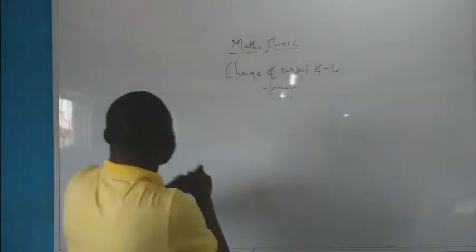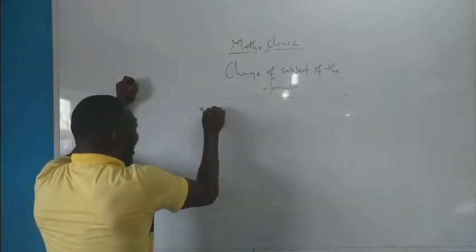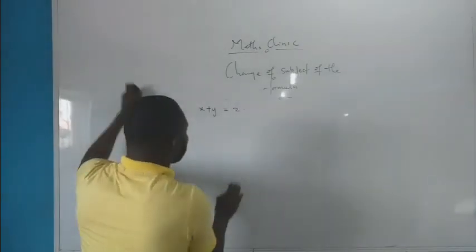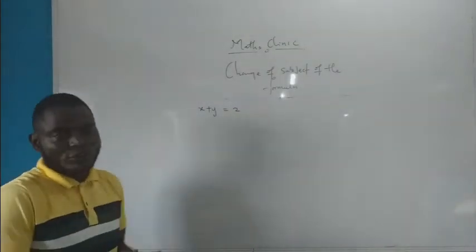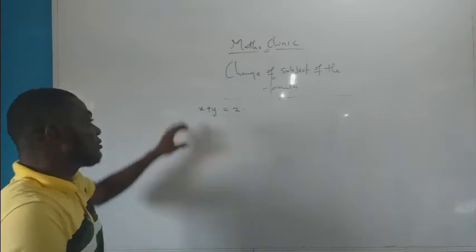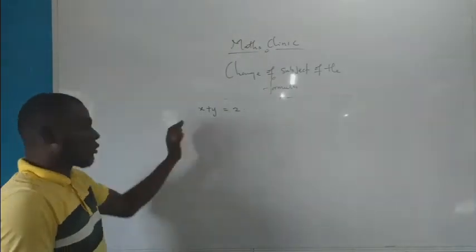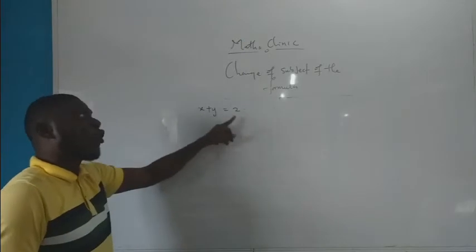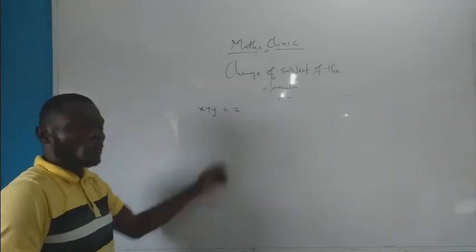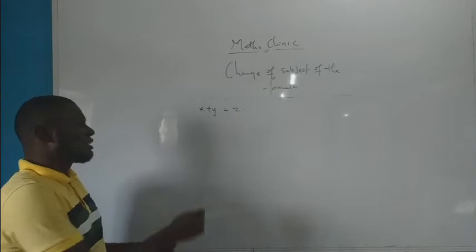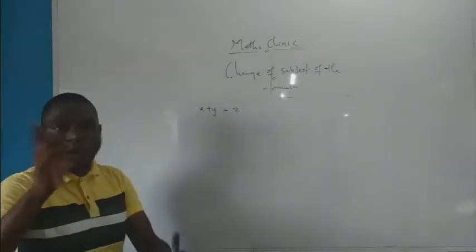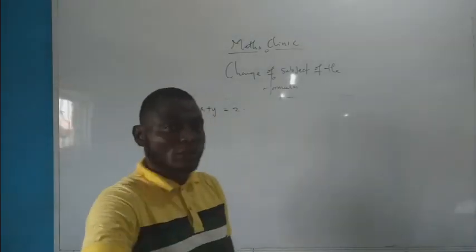Let's say, for instance, that we have x plus y equals 2. This is an equation. Apart from having two variables, it is also equal to something. So that's how we call it an equation, either equals to 0 or equals to something. But when you have something that is not equal to anything, you don't call it an equation, you call that an expression.